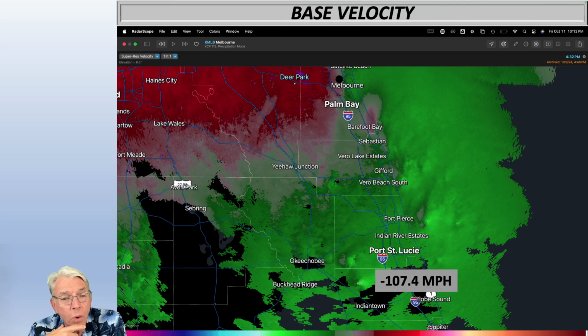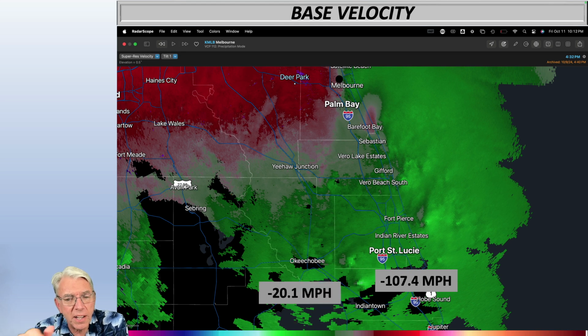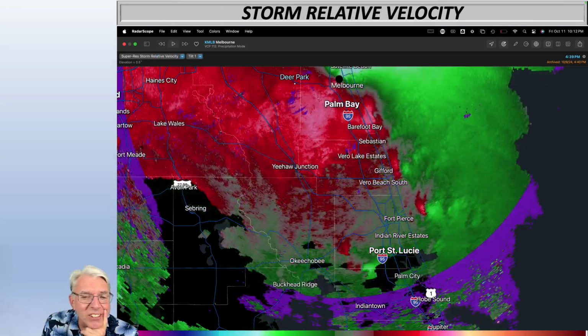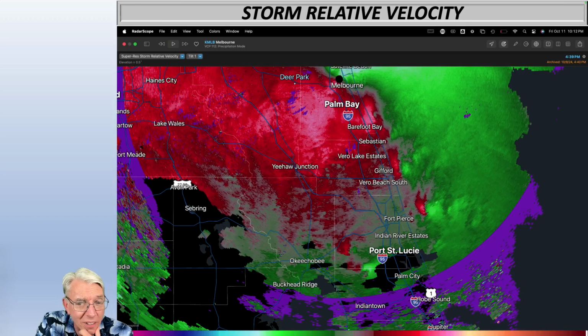Okay, and what are those actual values? Well, in this particular case, on the one side, the winds were coming in, that's what the minus sign means, in toward the radar at 107.4 miles per hour. On the other side of the cell, they were much lighter, but they were still coming toward the radar at 20.1 miles per hour, okay? So it's all greens. There's no green and red next to each other, so nothing to worry about, right? Wrong.